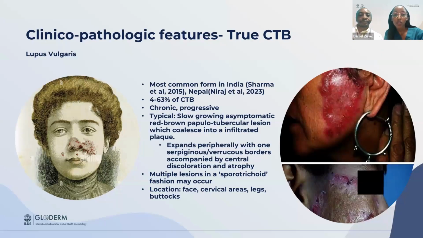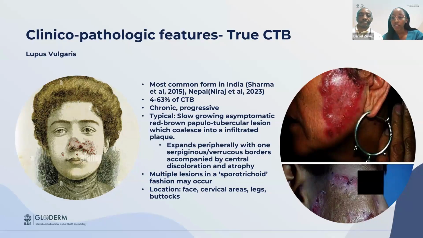All right. So lupus vulgaris is the most common form of cutaneous tuberculosis. One study by Sharma et al. and one by Niraj et al. in 2023 reported it to be the most common one in India and Nepal, respectively. It accounts for 60 to 63% of all cases of cutaneous tuberculosis. It is a chronic and progressive disease, and it typically presents with slow-growing asymptomatic papules, which coalesce into an infiltrated plaque.